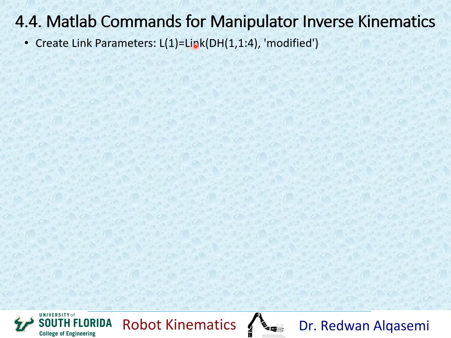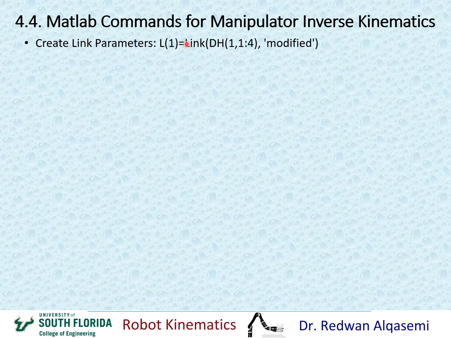The first command is to create link parameters, and that command is called Link, with a capital L. The input to this command is the very first row of the DH parameters, which includes 4 elements: alpha, A, D, and theta. And between 2 quotation marks, we specify the convention. This could be standard or modified. In this course, we're going to use the modified convention of defining the DH parameters.